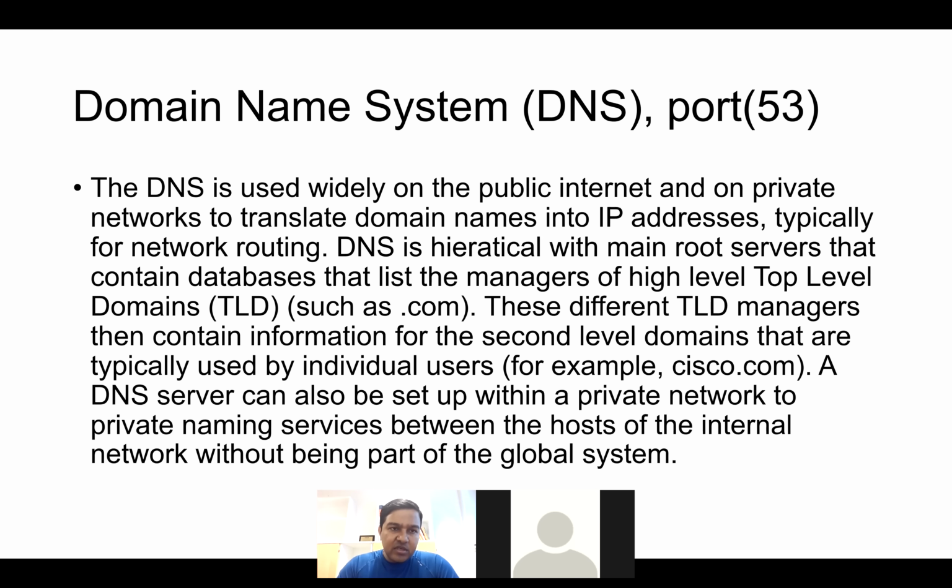For domain name system, like what is a server name, port number 53 is used. DNS is used widely on the public internet and on private networks to translate the domain name into the IP address. So DNS does the job of transferring the domain name. Like when we are seeing google.com, the DNS with port number 53 is converting google.com to the IP address of the google.com server. So it does this for network routing.